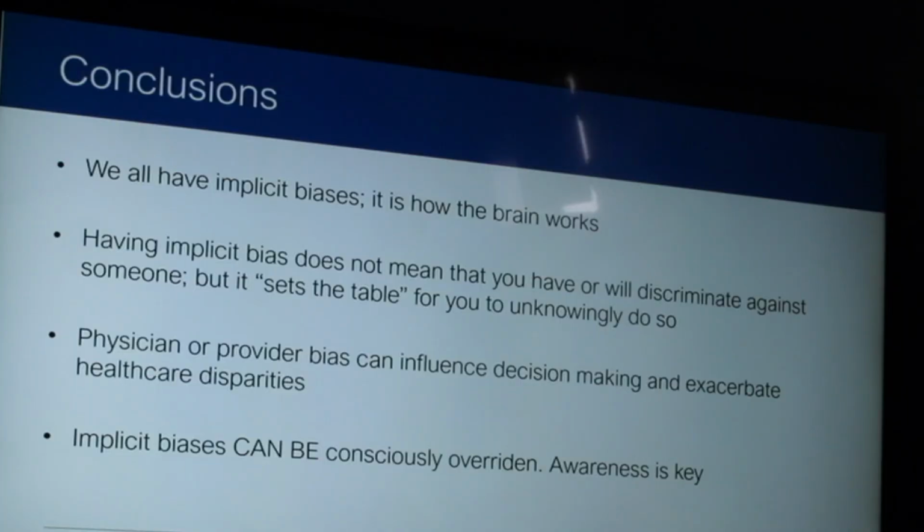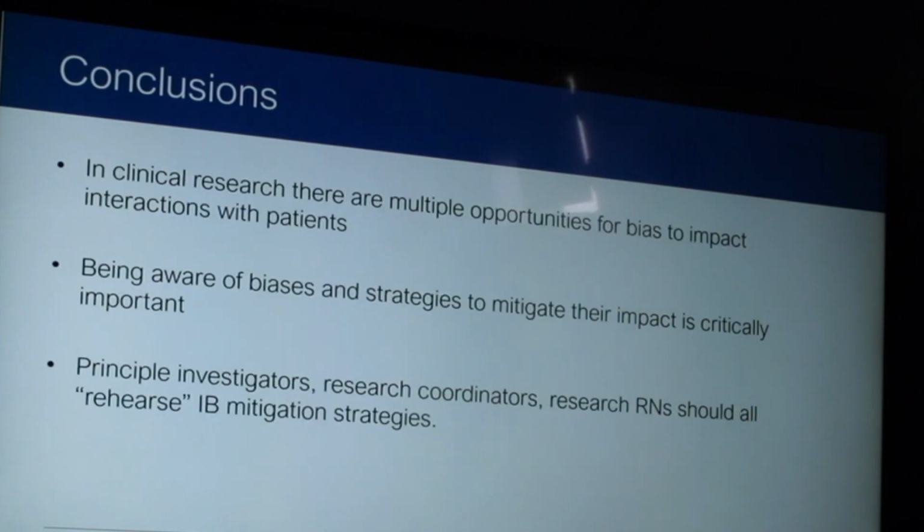And in conclusion, what I want to say to you, especially as we think about how biases can impact our clinical research, think about the fact that we all have biases. It's just how our brain works. Having bias doesn't mean that you've discriminated. It doesn't mean that you will discriminate, but it means that you might, and you might unknowingly discriminate. So it's important to be aware of these issues and to know that there are ways to, in the moment, mitigate our implicit biases. In clinical research, there are multiple opportunities for the biases to impact our interactions with patients.